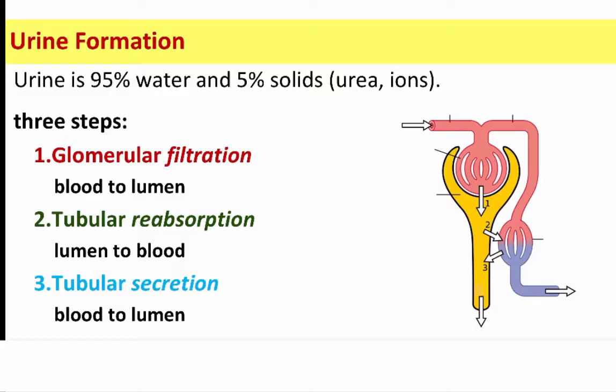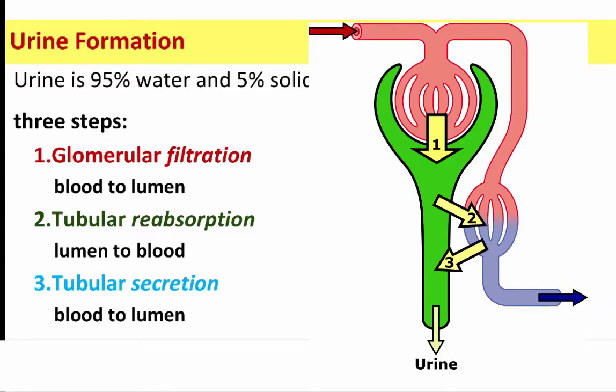Okay, urine. So urine formation is a three-step process. Urine is primarily water, and in healthy folks is about 5% solids, meaning that if you took a sample of urine and allowed all the water to evaporate, you'd be left with 5% of the initial mass. So these three steps are glomerular filtration, tubular reabsorption, and tubular secretion.